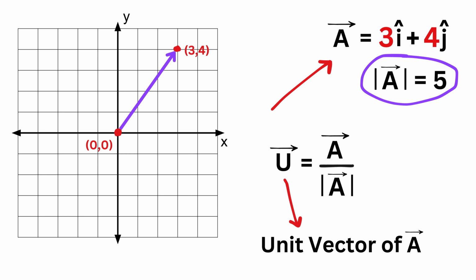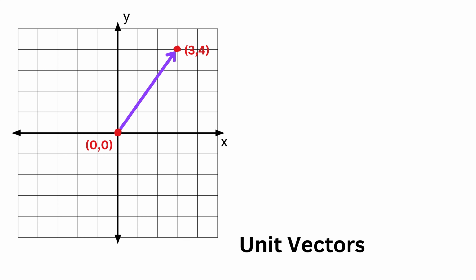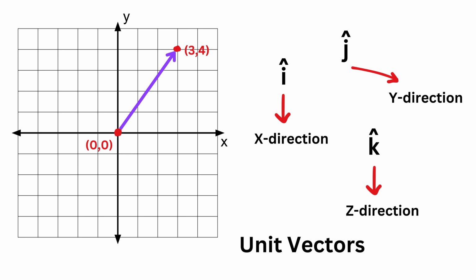We know that the magnitude of A will be 5, so we say that the unit vector of A, or u with an arrow, will be equal to 3i hat plus 4j hat over 5. In the problems we have been solving, you have already seen unit vectors in action. The symbols i hat, j hat, and k hat represent unit vectors along the x, y, and z axes, respectively. These unit vectors help break down any vector into smaller, easy-to-handle pieces, making vector calculations much more intuitive.